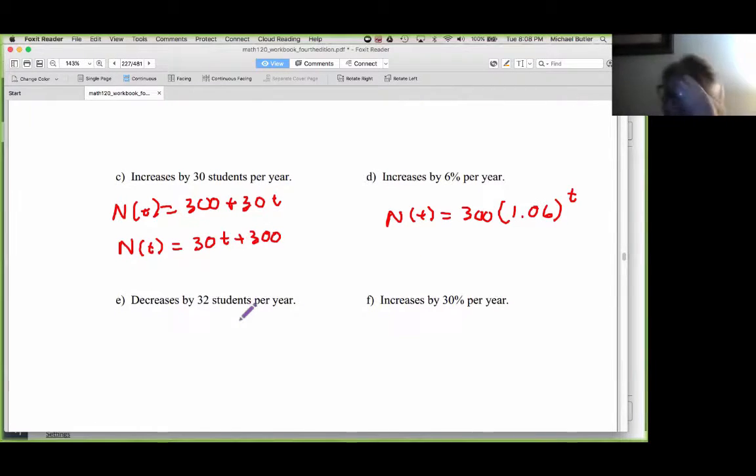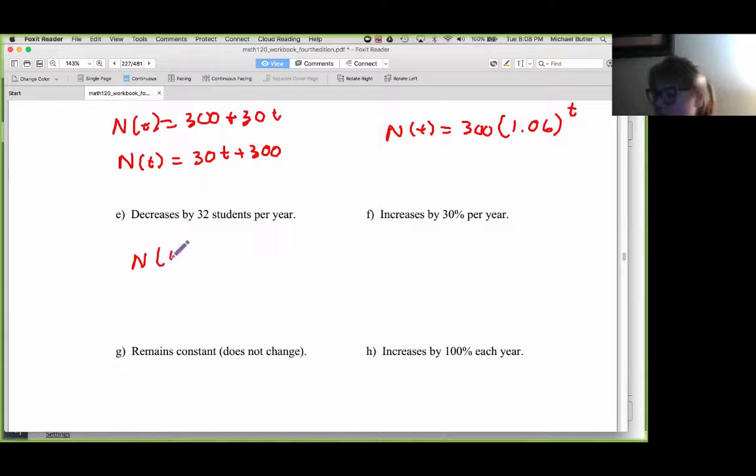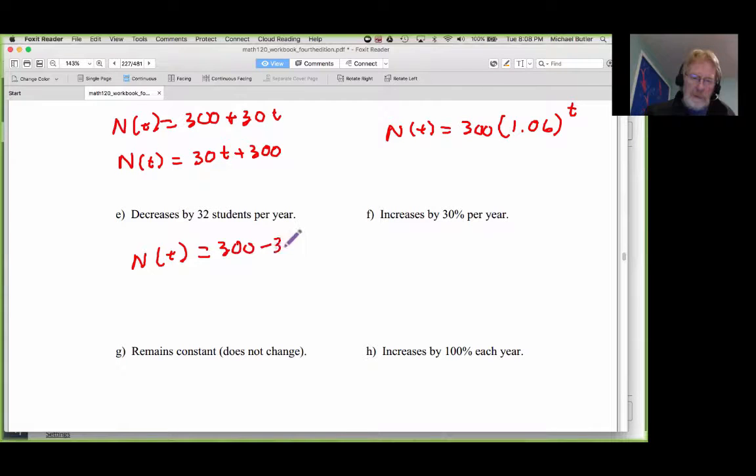And then decreases by 32 per year. That would be what? It's starting to get repetitive, but it's the idea. Yeah, I'm understanding where I messed up. So 300 minus 32t. Yeah, exactly.